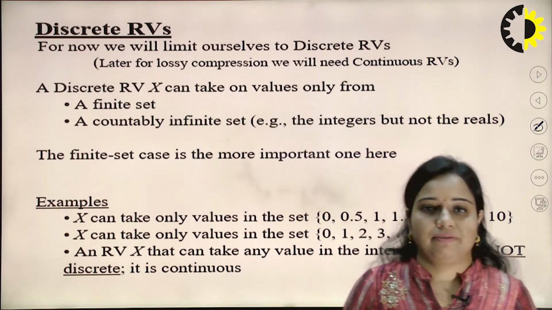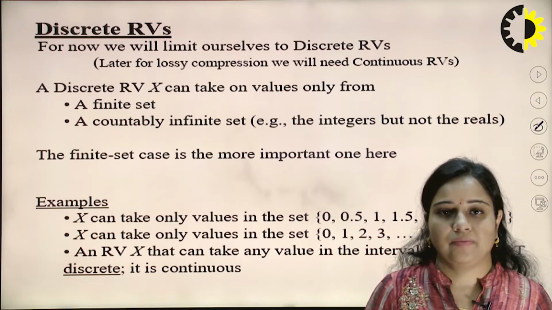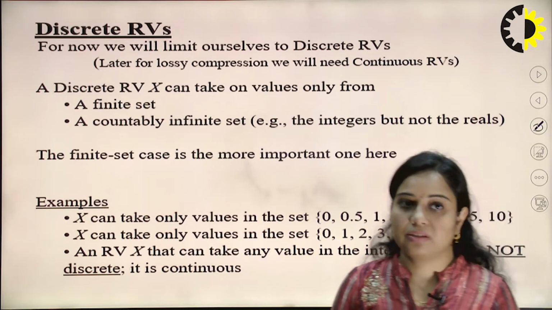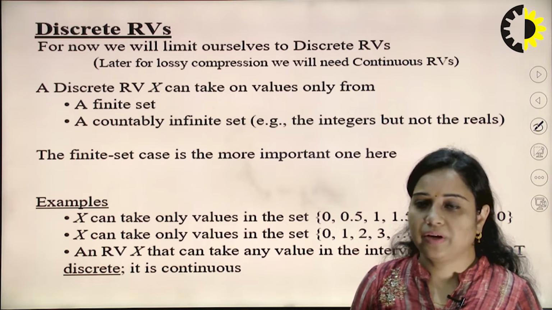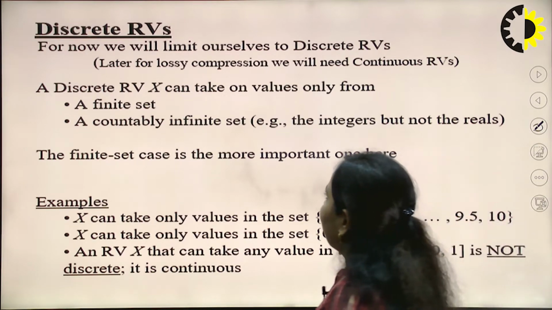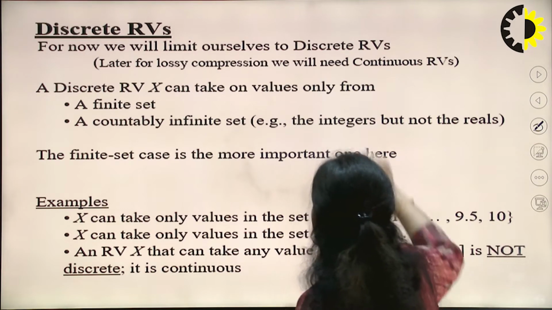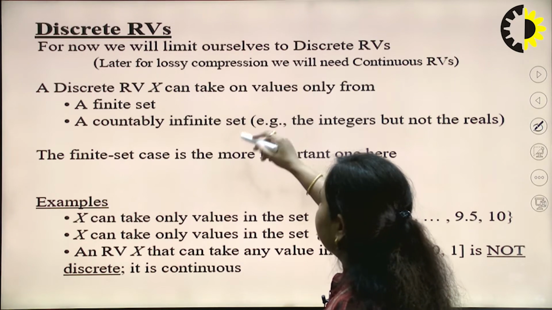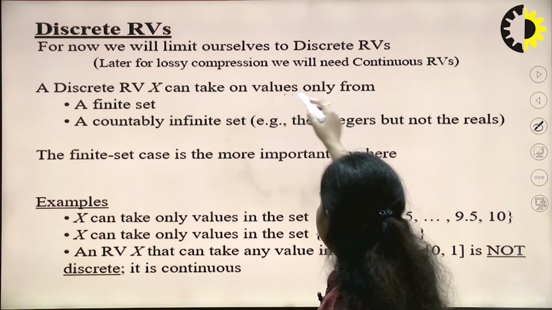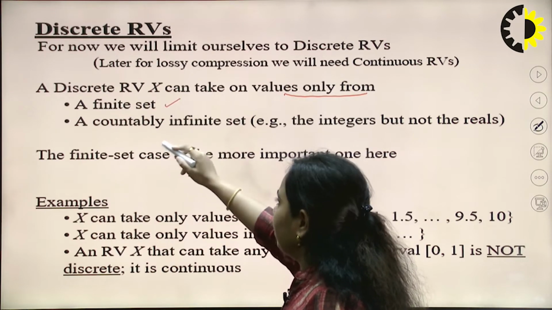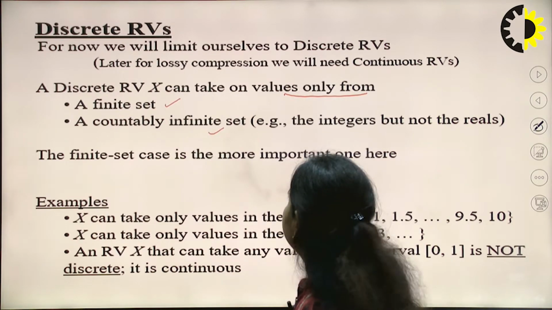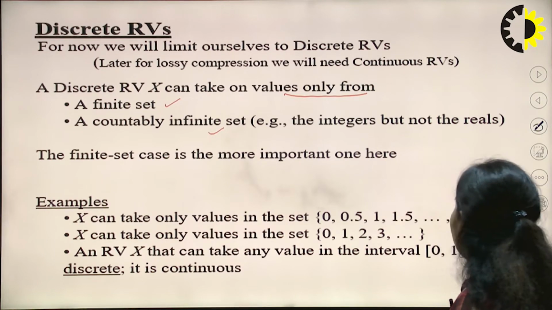There are two different types of random variable, that is continuous time and discrete random variable. First we will discuss what a discrete random variable is. For now we will limit ourselves to discrete random variables. A discrete random variable x can take on values only from a finite set or a countably infinite set, for example the integers but not the real ones.